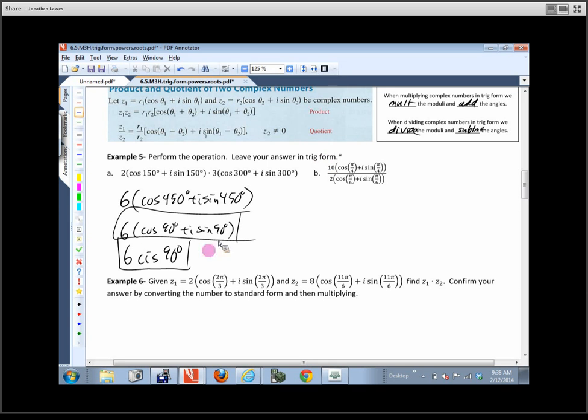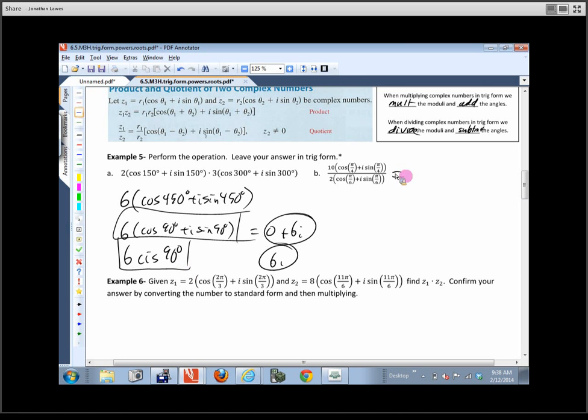But if I wanted to, I could change this into standard form. Let's just do it for fun on this particular one. What is the cosine of 90? 0. So that would be 0 for the real part. And what's the sine of 90? 1. So this would be 1i times 6, so plus 6i. And there it is. The answer would just be 6i. Relatively simple compared to the multiplication that we had before. Okay? Any questions there?